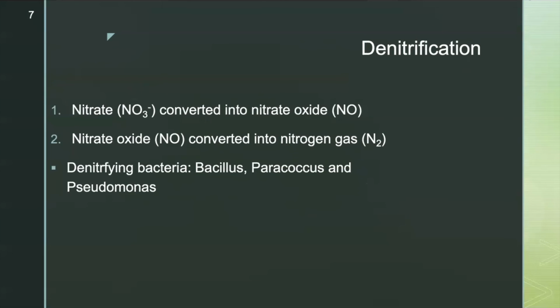Lastly, the nitrogen cycle consists of a process termed denitrification. Denitrification is the conversion of nitrate to nitric oxide and finally nitrogen gas, which removes bioavailable nitrogen from the environment and returns it to the atmosphere. Denitrification produces dinitrogen gas as the final product. Bacillus, Paracoccus, and Pseudomonas species are among the most common denitrifying bacteria.